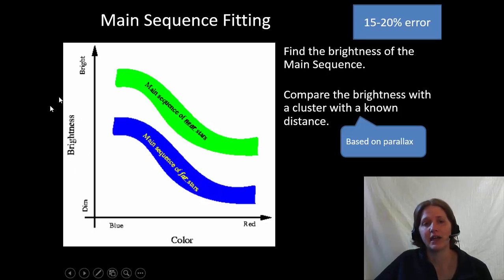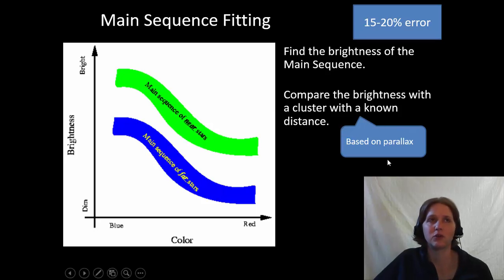And the idea is that the main sequence will appear brighter if the stars are closer, and the main sequence will appear dimmer if those stars are further away, because we're going to assume that the main sequence is the same luminosity no matter where these stars are in the galaxy. So you need to have already known the luminosity of the main sequence stars.